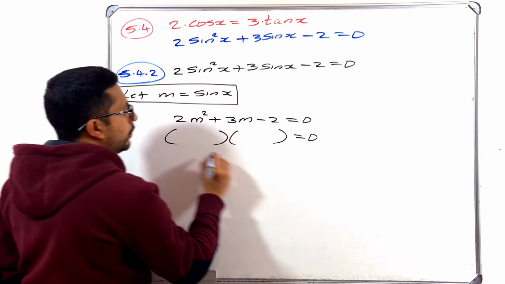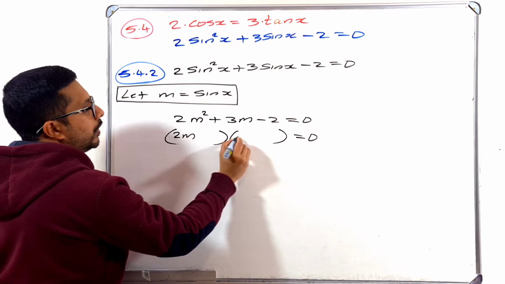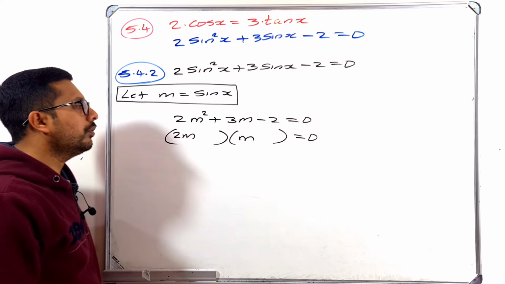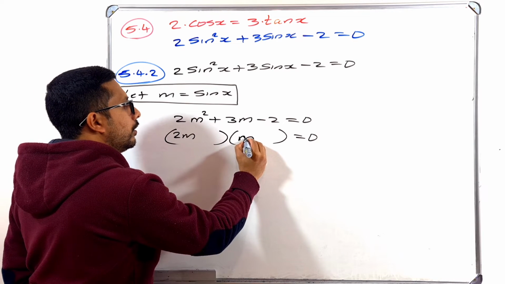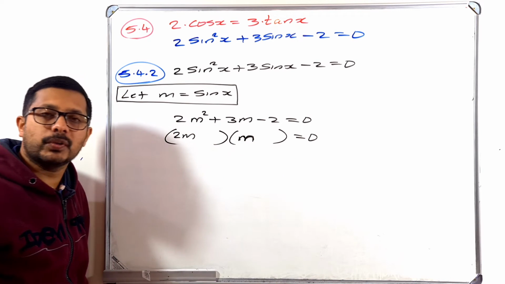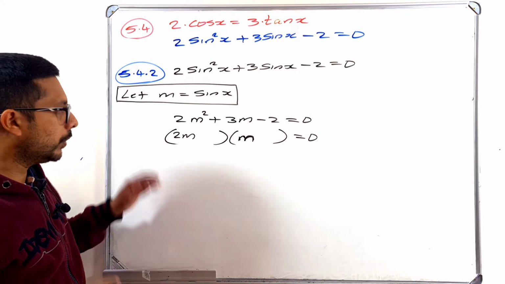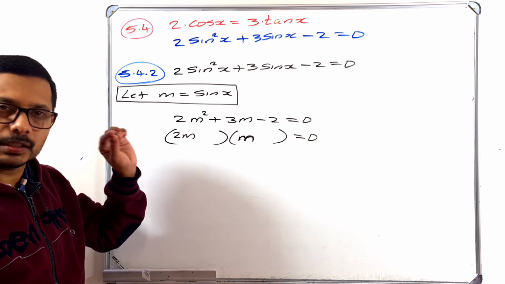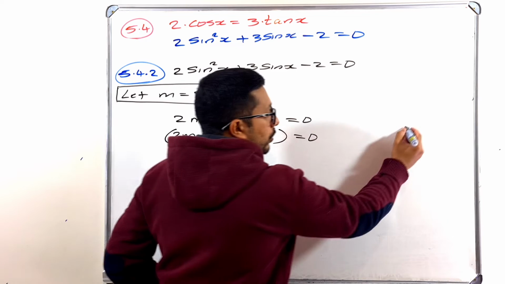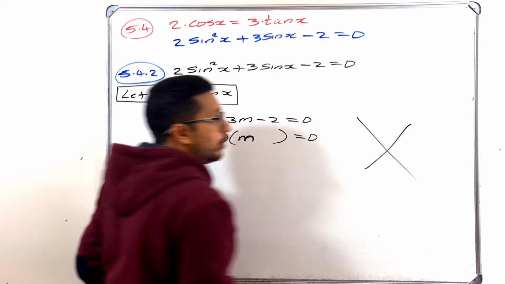Is equal to 0. What are the factors, guys? 2m and m. So how can you factorize this one? I'm not going to teach that one here. Anyway, let me briefly explain. There is a simple method. Maybe those who watched the algebra section, you remember.